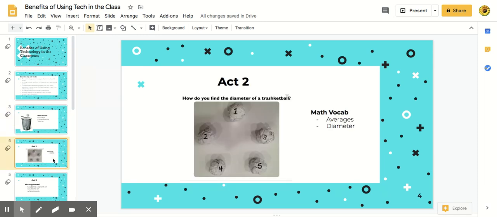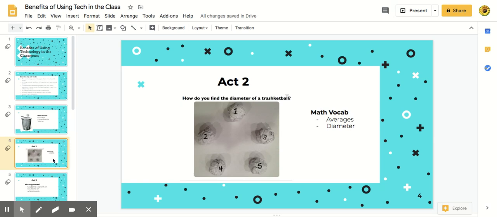I revealed a question and I kind of directed students by asking them, okay, how do you find the diameter of a Trashketball? And I showed this picture and students immediately could see, oh, you know what, we could measure 5 different Trashketballs and see, okay, what is the average? And I said, okay, well, how would you measure the Trashketball? And students all started talking about diameter. And then there was a big discussion about what diameter is and how they would measure diameter and how they would come up with an average.